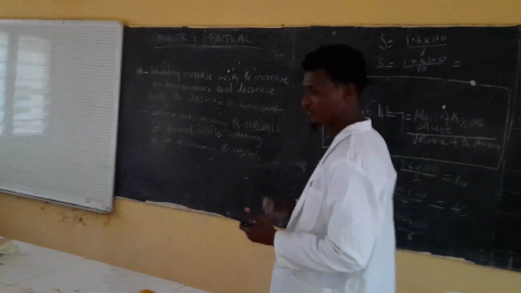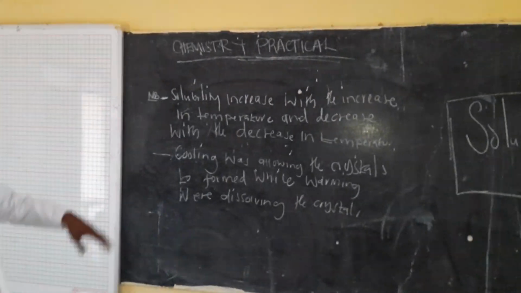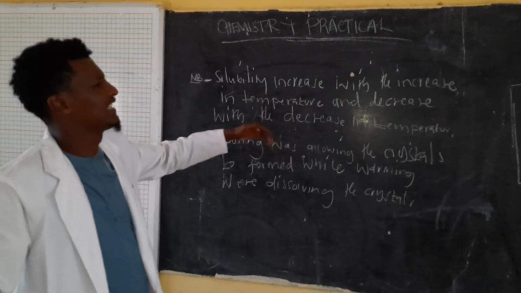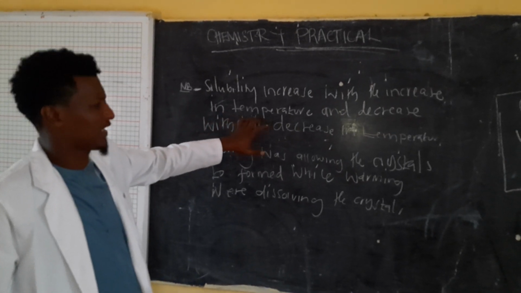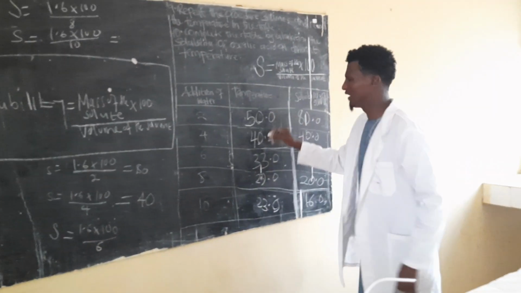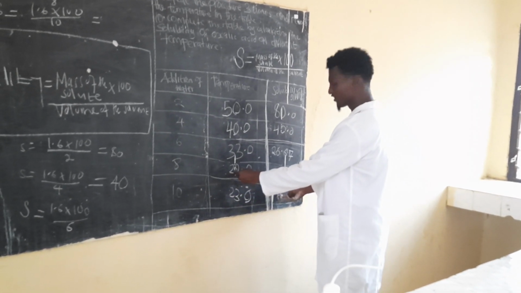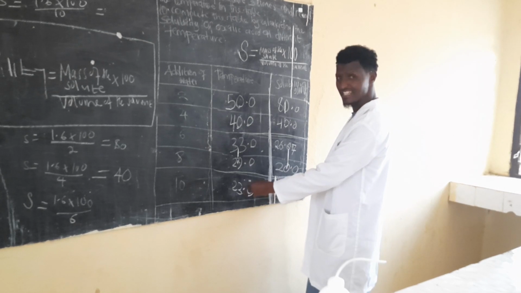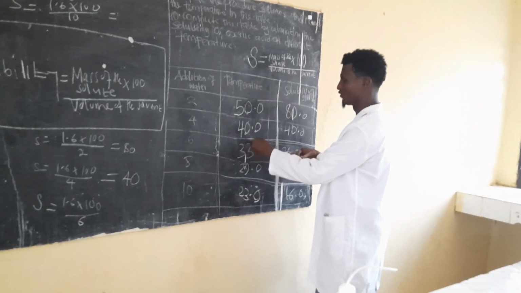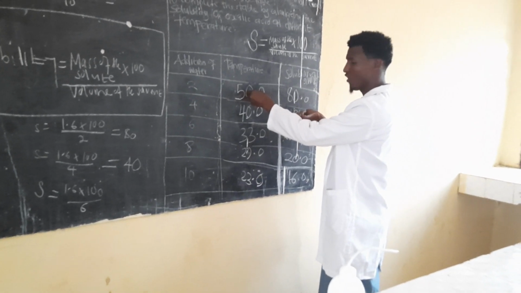Look here. There is something that you need to know. The solubility of a salt increases with the increase in temperature and decreases with the decrease in temperature. I see now the solubility is increasing. If I increase from 23 to 29, the solubility is increasing from 16 to 20. From 29 to 33, it is increasing from 20 to 26. From 40 to 50, it's increasing from 40 grams of water to 80.